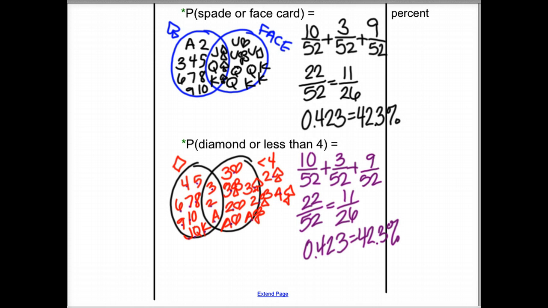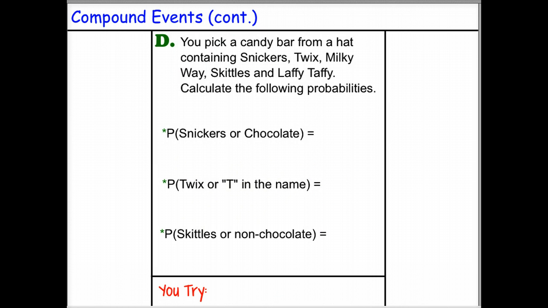Now, if you would like to go ahead and try it with the formula to see if you get the same thing, to make sure you check your work, great, go for it. What I want you to do right now is take a look at this problem. I'm telling you it's inclusive. You pick a candy bar from a hat that contains Snickers, Twix, Milky Way, Skittles, and Laffy Taffy, and calculate the probabilities. Enter them into Edpuzzle, and then go ahead and see if you are correct.